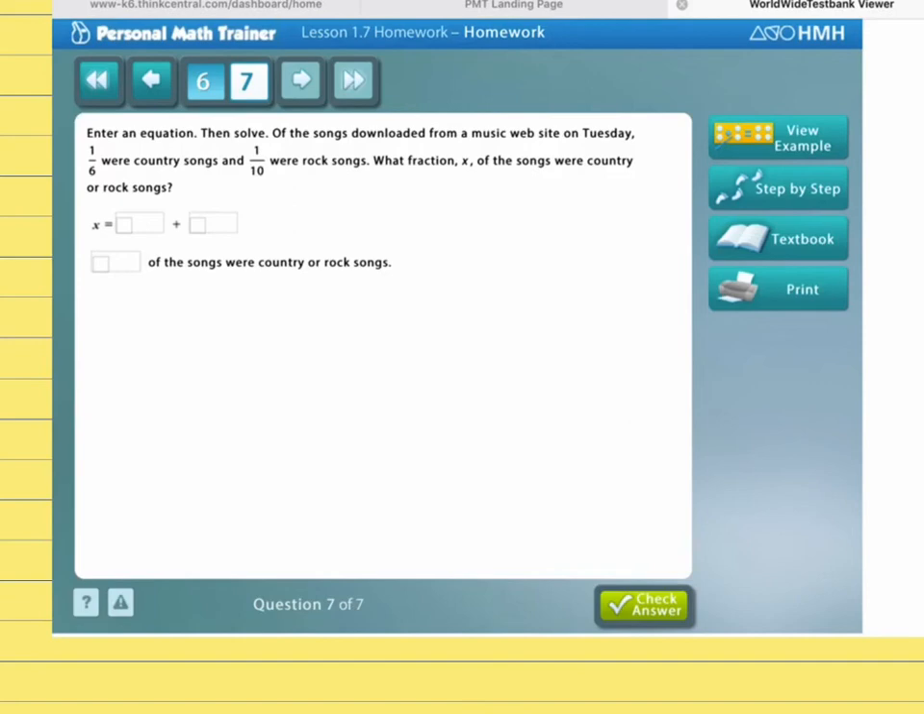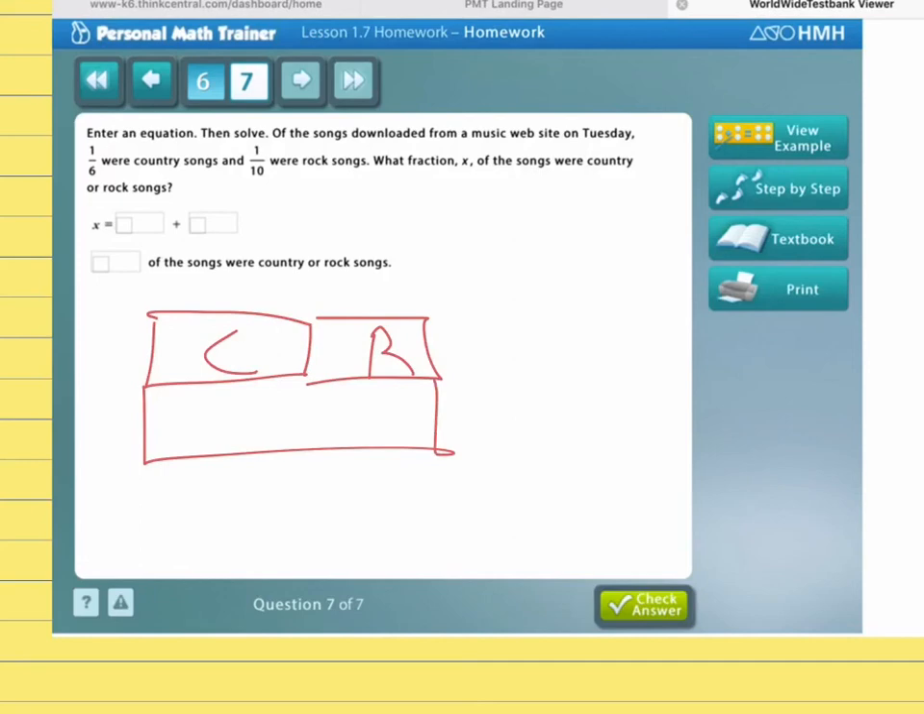All right, another word problem. So we're going to unpack it and enter an equation. Of the songs downloaded from a music website on Tuesday, 1/6 were country. So you've got some country songs here, and then 1/10 were rock songs here. So I got rock here. Country plus rock is the total, so it's a part, whole. And I'm going to add up 1/6 plus 1/10.